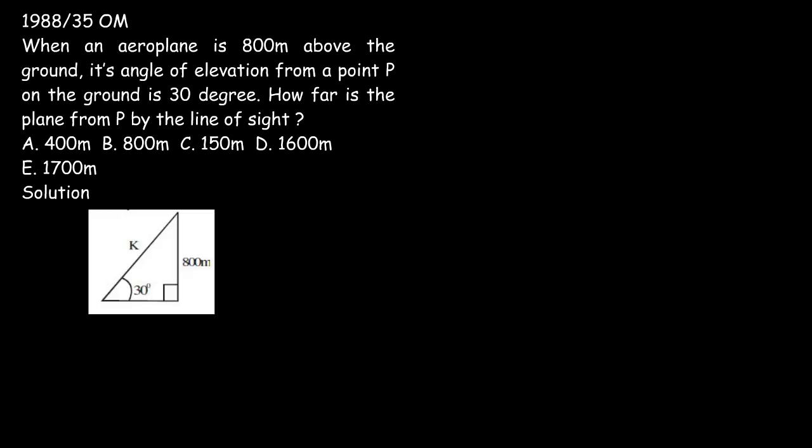And for our trigonometric ratio, the one that fits this question is going to be sine, because we know our opposite, which is 800 meters, and our hypotenuse is our unknown, which is k. So sine 30 will be equal to 800 divided by k, and we know that sine 30 is equal to 1 over 2, so 1 over 2 will be equal to 800 divided by k, and cross multiplying, k will be equal to 800 times 2, which is 1600 meters, and our final answer is D.